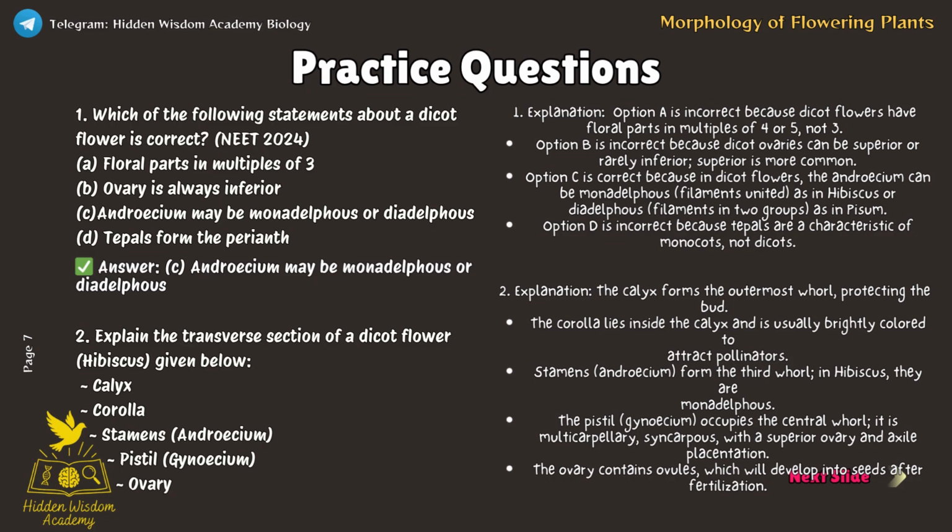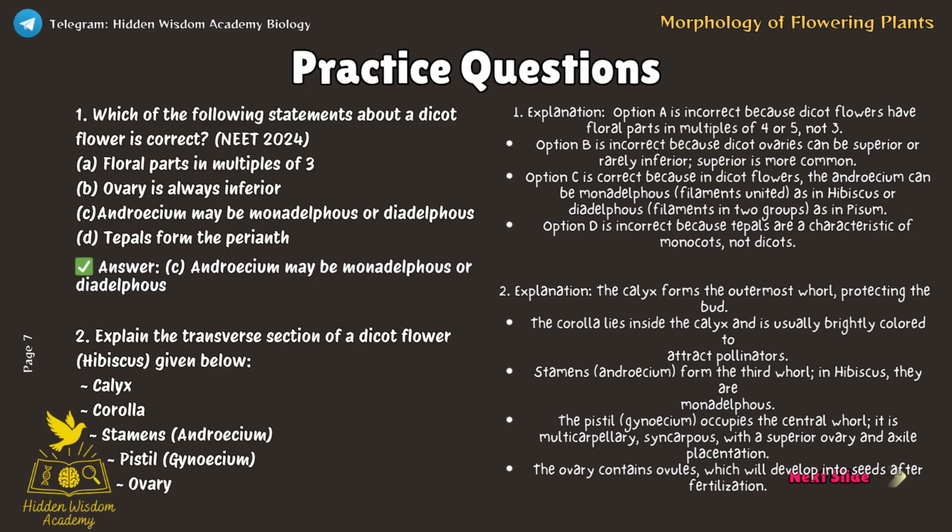Explanation. Let's go step by step. Option A is incorrect because dicots have floral parts in 4s or 5s, not in 3s. Option B is wrong since dicot flowers usually have a superior ovary. Option C is correct since in dicot flowers, the androecium can either be monadelphous, as seen in hibiscus, or diadelphous, as in the pea plant. Option D is incorrect because tepals are a feature of monocots. So, option C is the correct answer, that is androecium may be monadelphous or diadelphous.